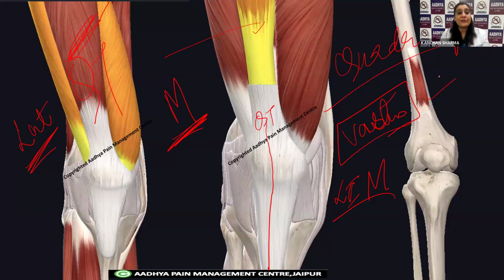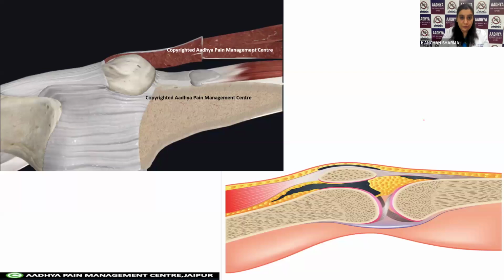This is articularis genu, because this muscle takes its origin from the anterior shaft of the femur, and it attaches itself on the suprapatellar recess. That is the reason it will be preventing the suprapatellar recess from going inside the knee joint when this muscle is contracting. So this is also one of the very important muscles which you should know.